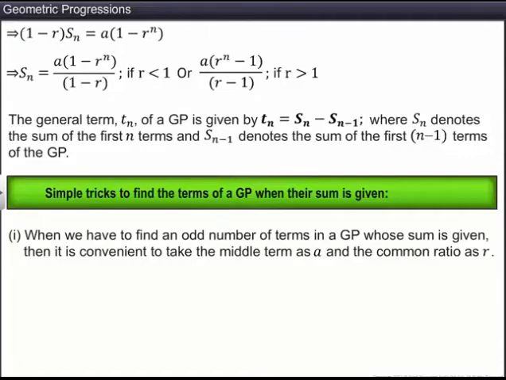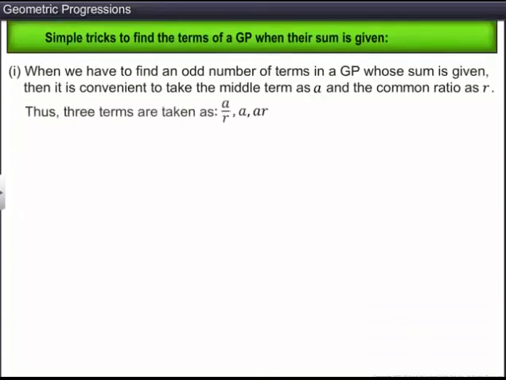Thus, three terms are taken as a upon r, a, and a into r, while 5 terms are taken as a upon r square, a upon r, a, a into r, and a into r square.